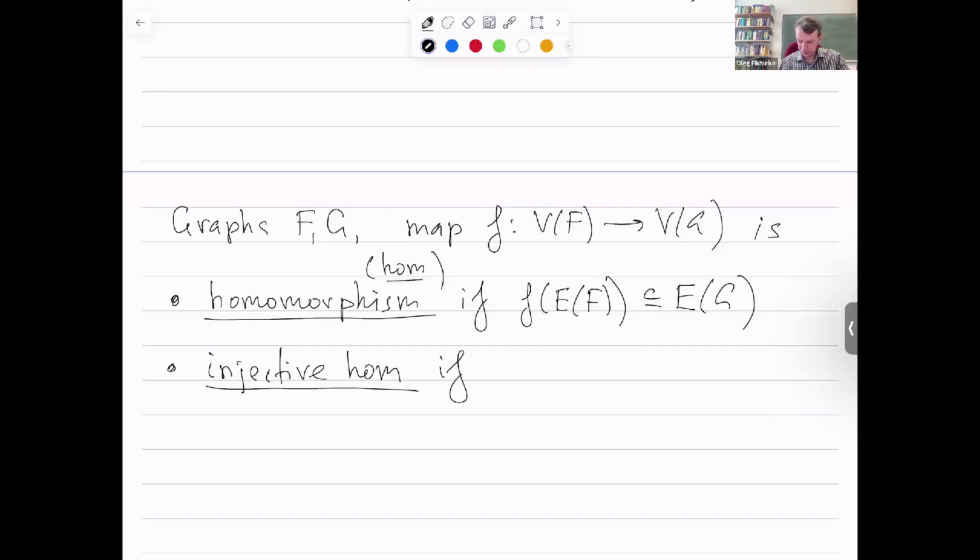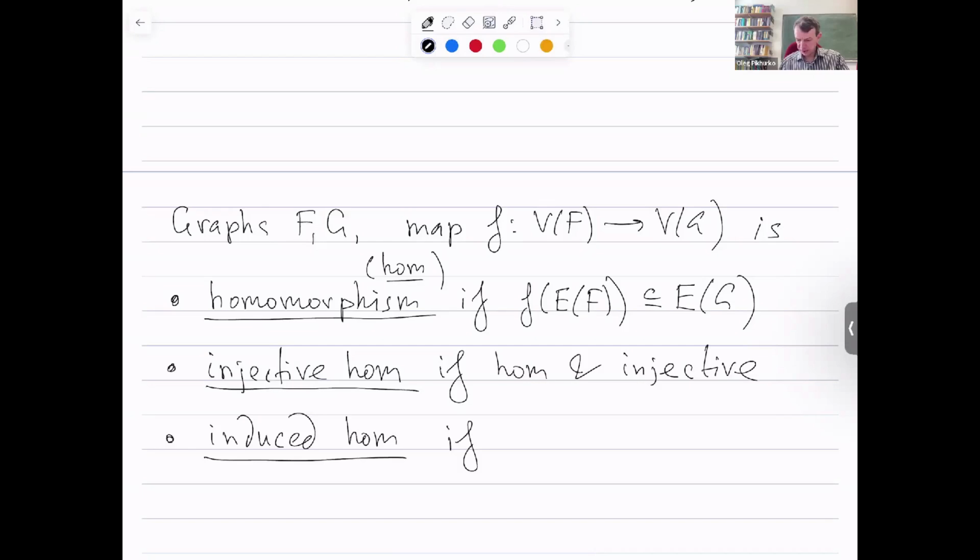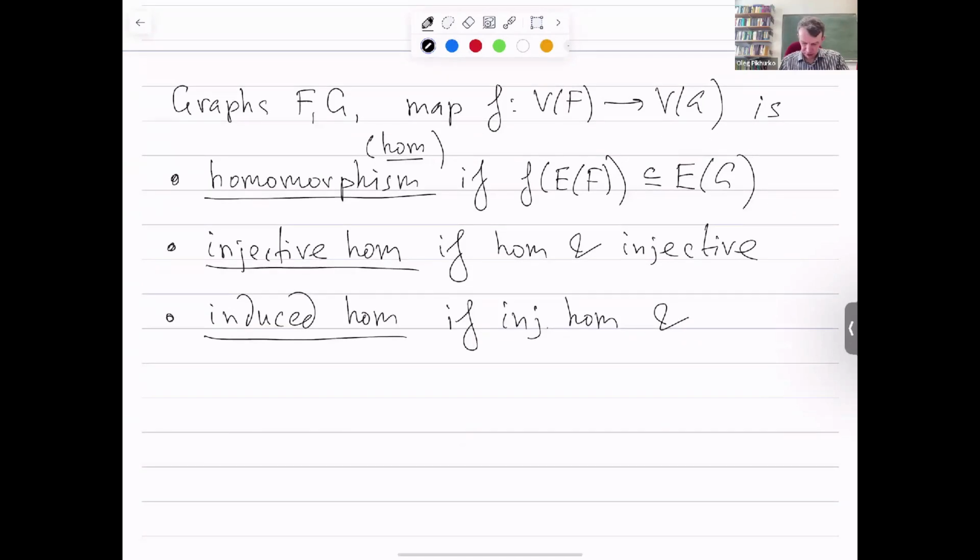If it is a homomorphism, and as a function is injective, which means it sends no two vertices to the same vertex, I call it an induced homomorphism. If additionally it is an injective homomorphism, and additionally it sends non-edges to non-edges. So I'll write it like this.